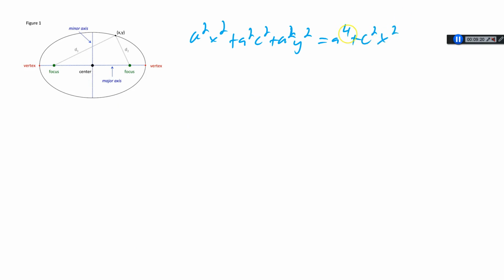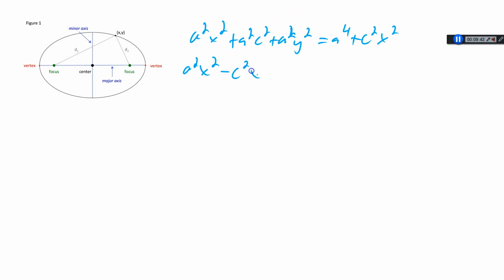Now, we're going to move some things around to make it factor in exactly the way that I want it to factor. So what I'm going to do here is leave the a squared x squared on this side, and then subtract the c squared x squared from that side. Really what I'm doing here is gathering all the x's on one side and the constants on the other. But I'm going to keep the a squared, so the x's and the y's on one side, the constants on the other.